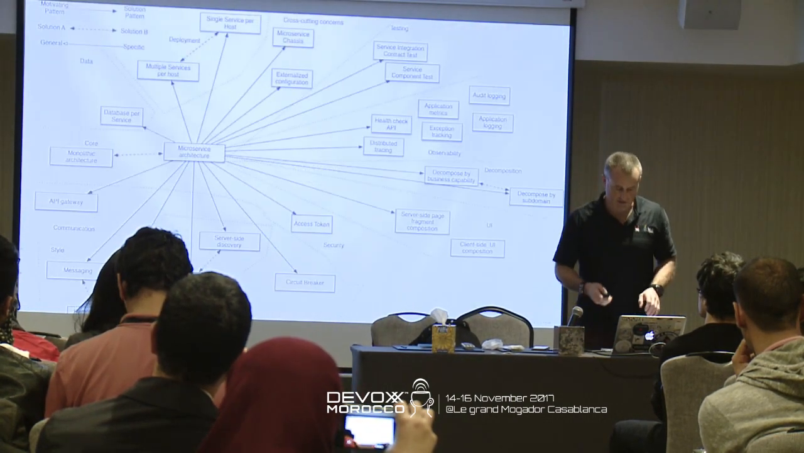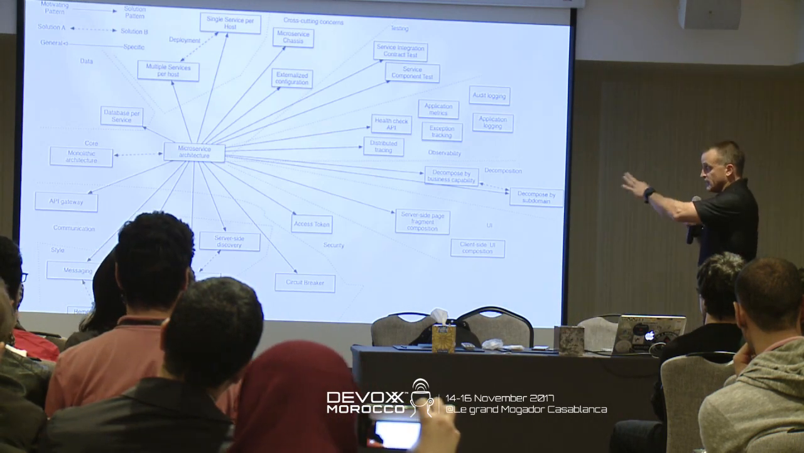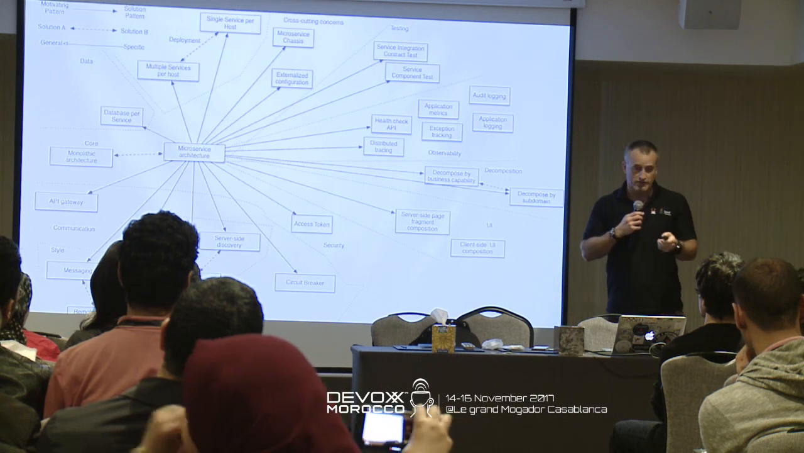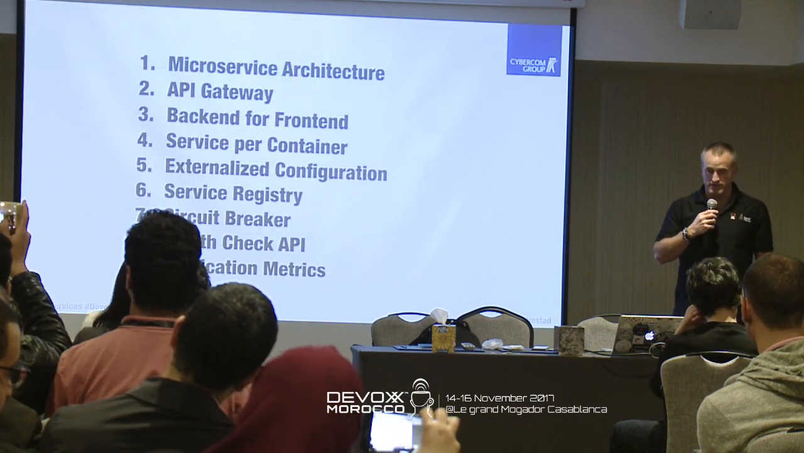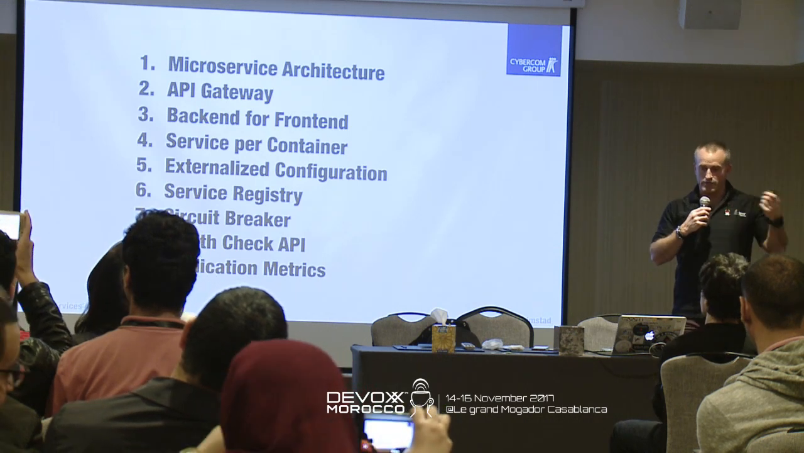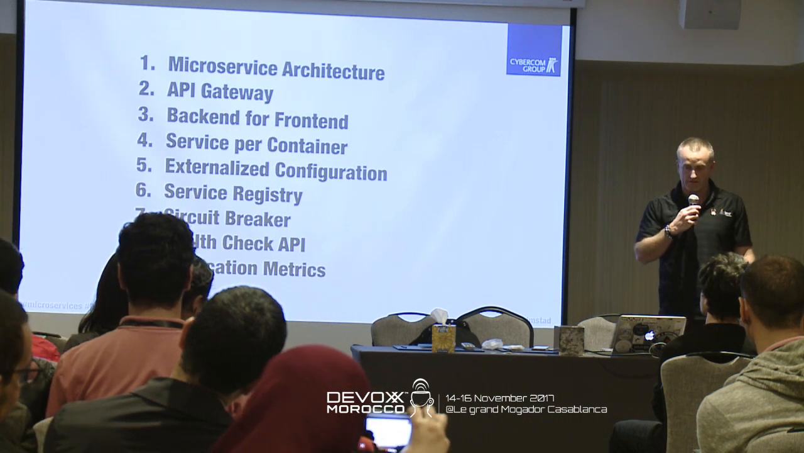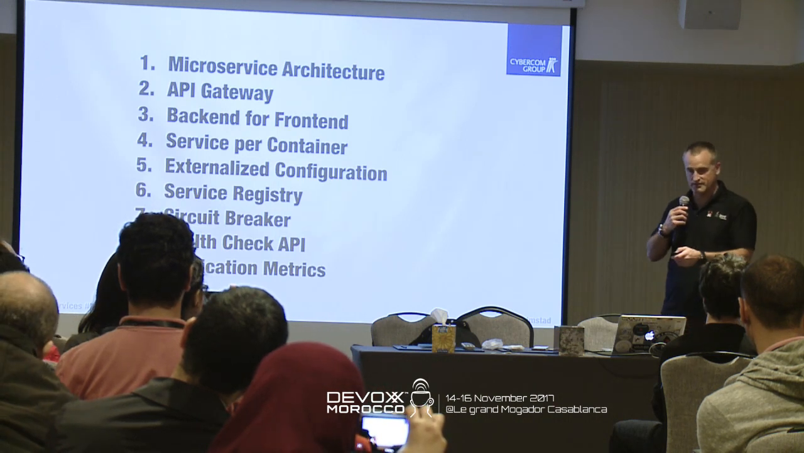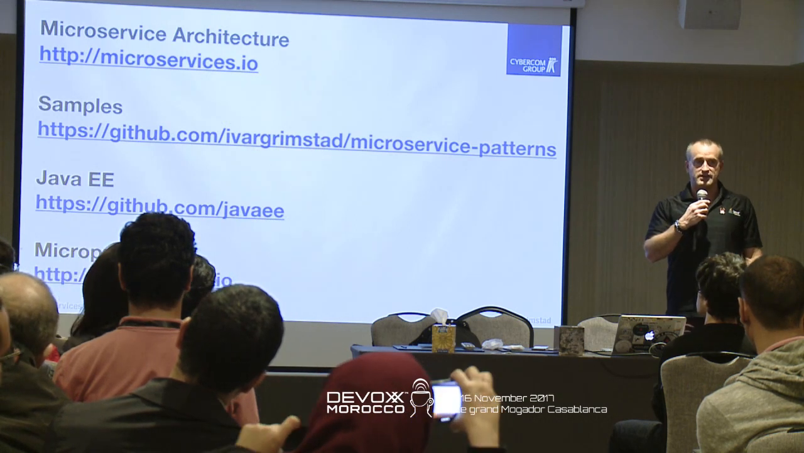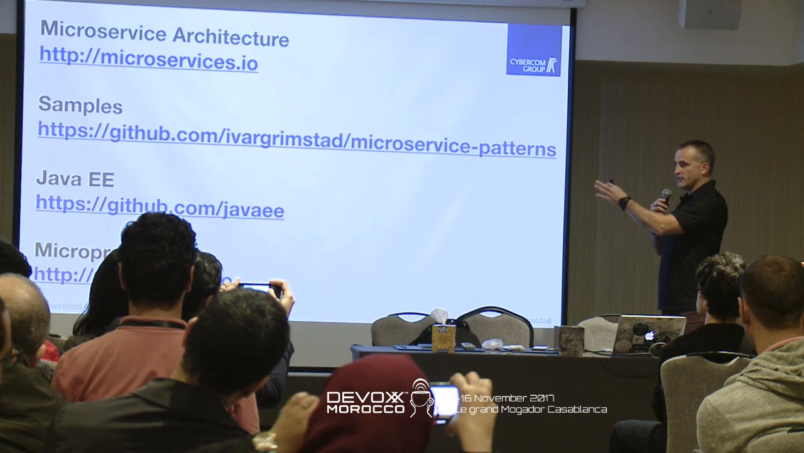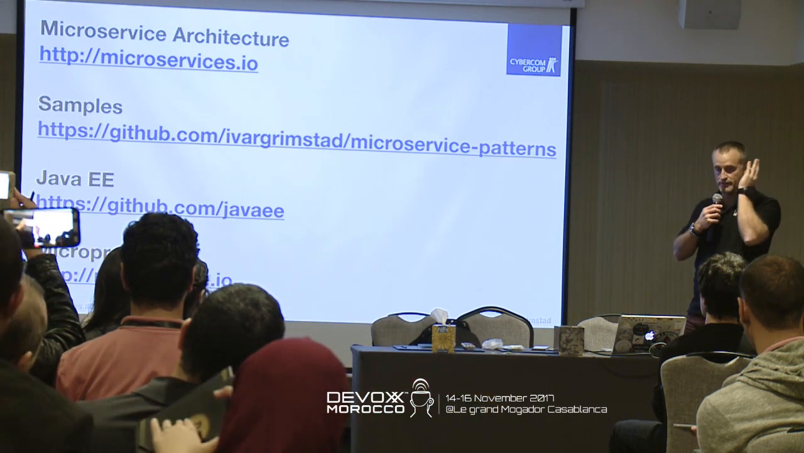So let's sum up quickly. We've gone through a couple of these microservice patterns. I'll show you a link where you can find more of them, and also the figure. These are the patterns we've gone through: the overall patterns, the API patterns, service per container, externalized configuration, the registry, circuit breaker, health check, and application metrics. The webpage microservices.io is where you can find descriptions of all these patterns. This is the way to go to read about the patterns.